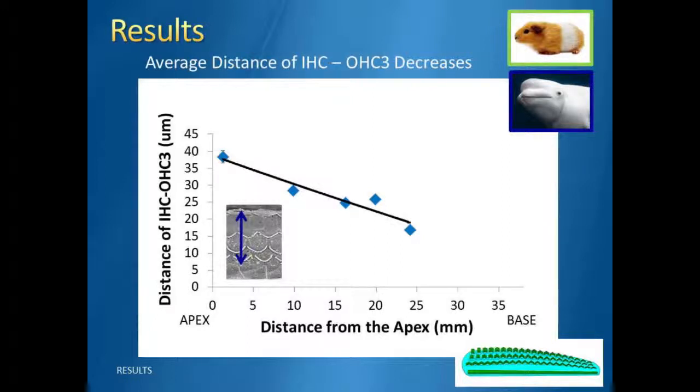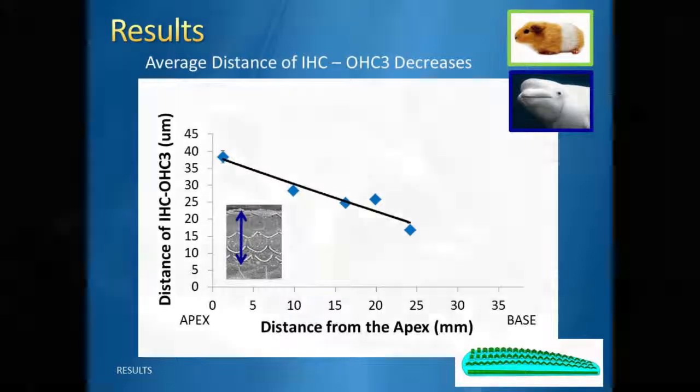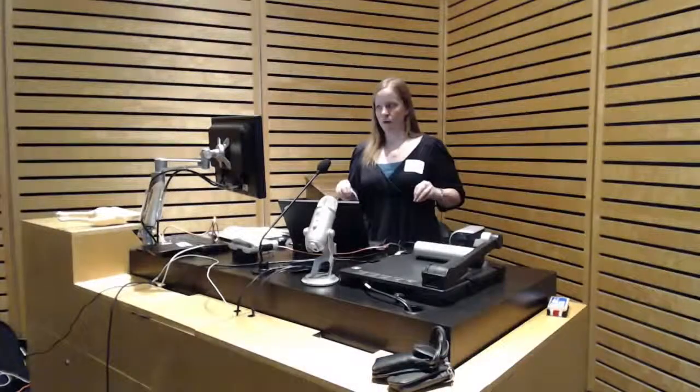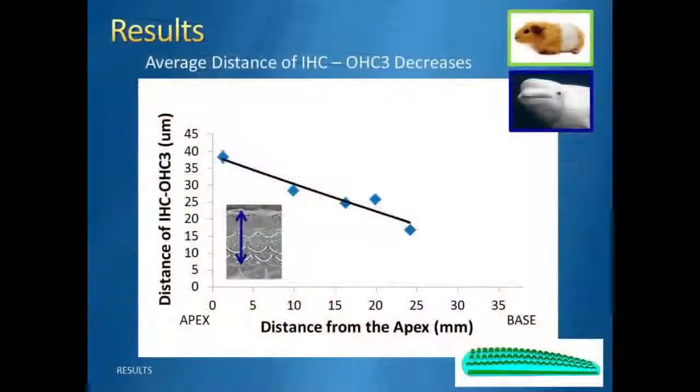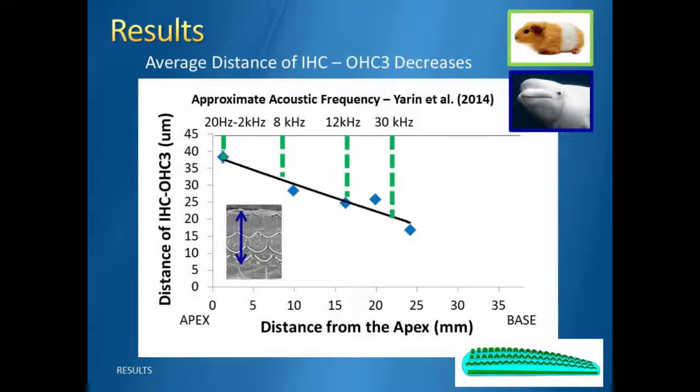So you're going to see a few graphs, and just the horizontal axis is the distance from the apex. So we see we move from the apex to the base, and the y-axis here is, in this case, the parameter of the inner hair cell, that single row, all the way to that 3rd row of outer hair cells. So you can see here in the beluga, there's a decreasing trend. So as we move from the apex to the base, that distance decreases. And if we overlay the work from Yaron in the guinea pig, we see that there is a correlation among the frequencies.